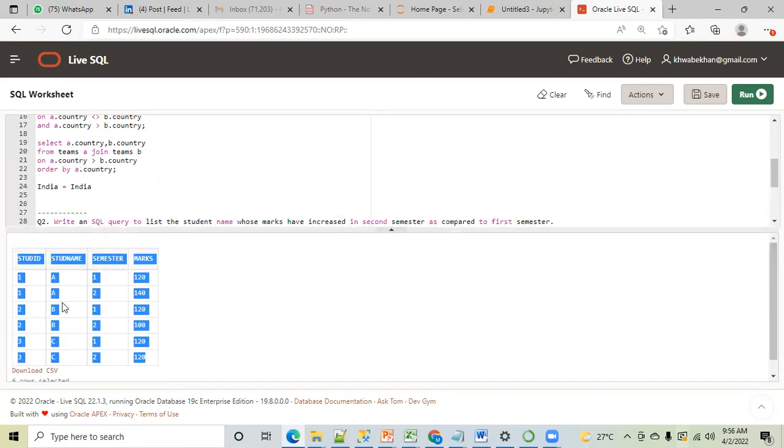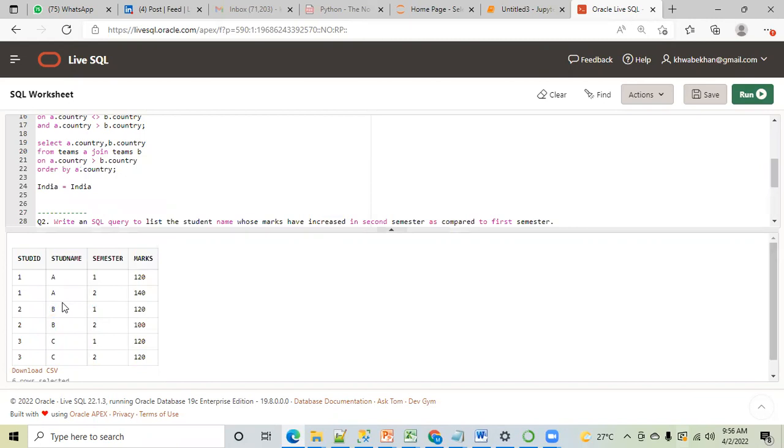I am looking for a student whose marks in the second semester are greater than in the first semester. So A, you can see in the first semester he has scored 120. In the second semester he has scored 140. We know that 140 is greater than 120, so that is why the answer is A. Why not B? Because in the second semester he has scored marks less than the first semester. Why not C? Because in both semesters he has got the same marks.